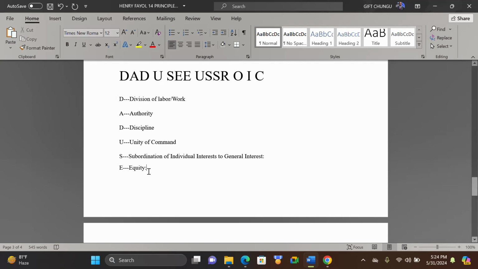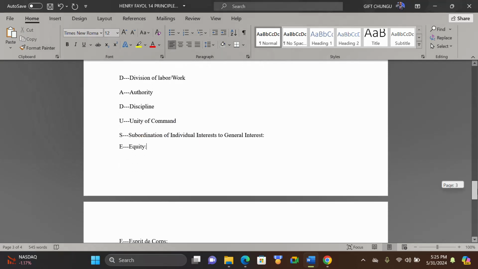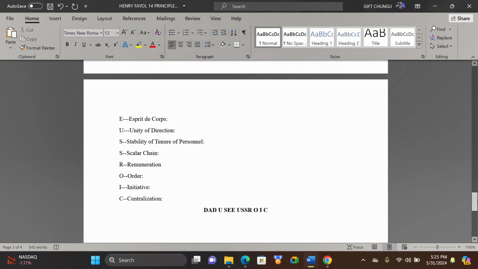And then also we have E, which is equity. With equity, we are looking at equalness. As a manager managing your employees, you should make sure that there is equalness. Equity comes in when there is equalness, so the treatment should be equal, and the way you look at them should be equal. So that is what we are looking at there.